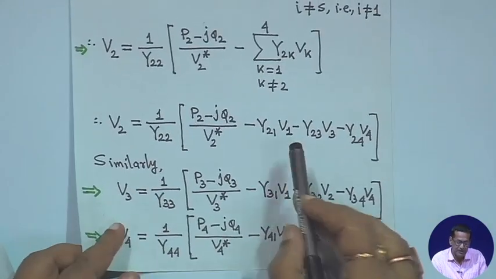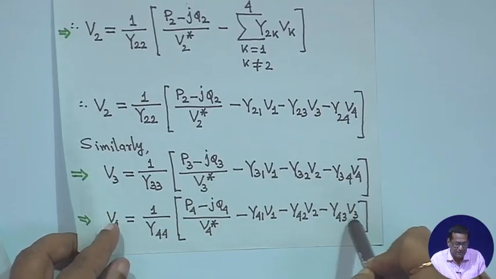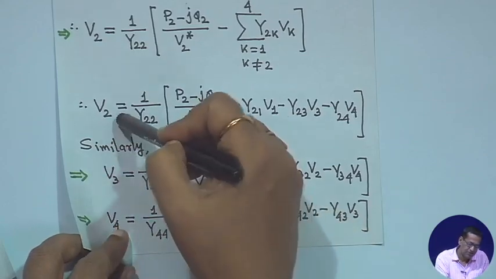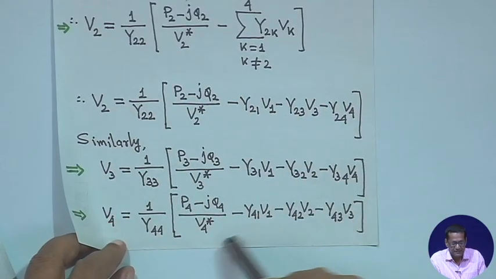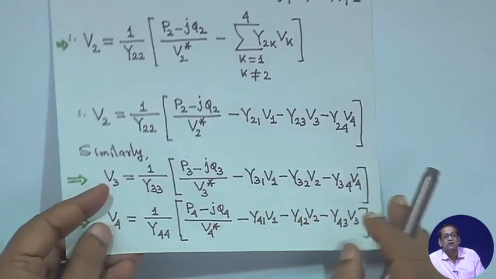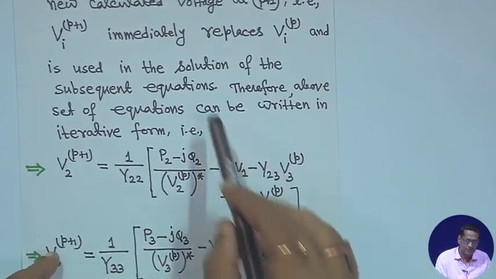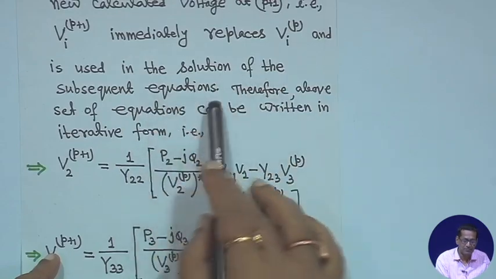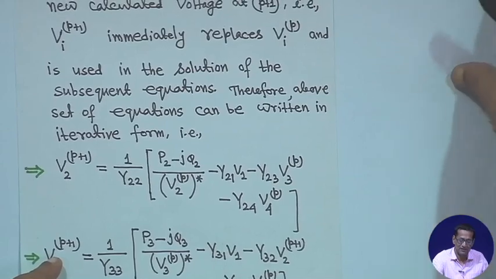Now V2 is computed, V3 is computed. Now, in this equation, instead of taking the initial values of V2 and V3, V2 you have computed, V3 you have computed, both you use, such that your convergence will be faster. That is why it means that it immediately replaces V_i^P and is used in the solution of the subsequent equation, such that your convergence will be faster, right.